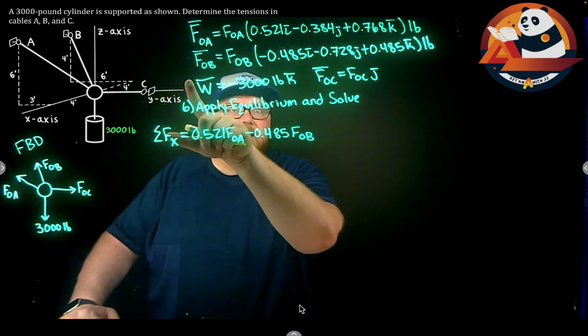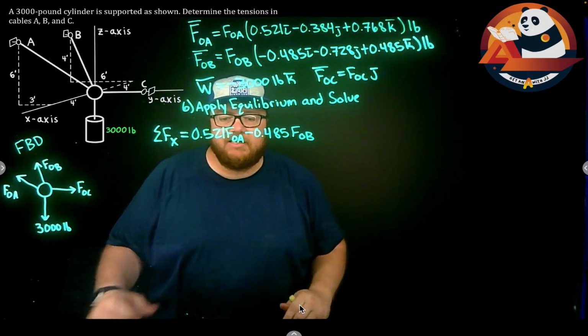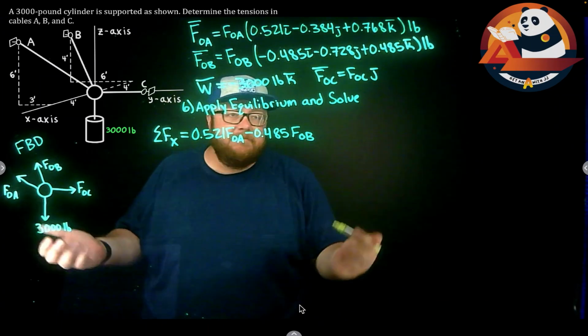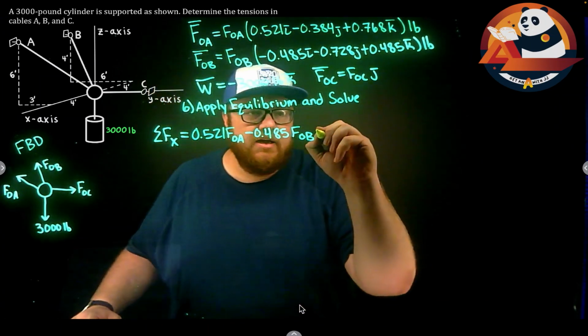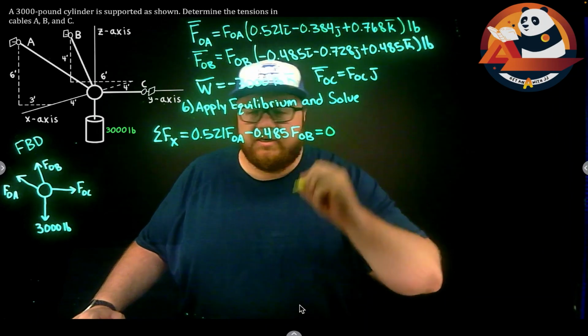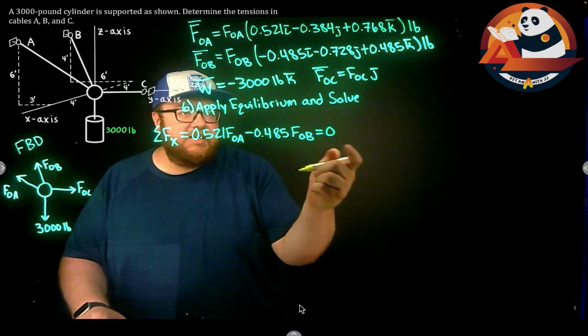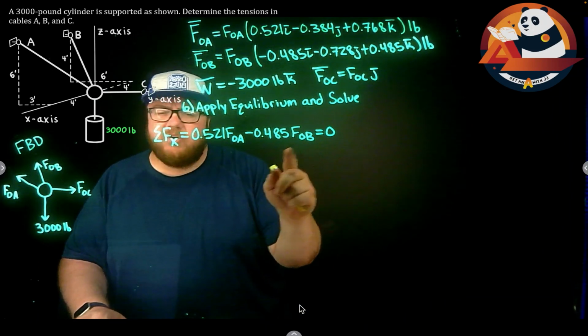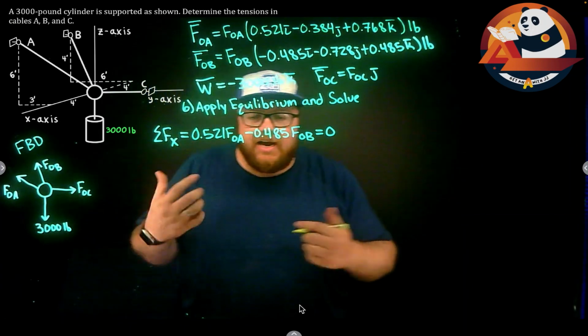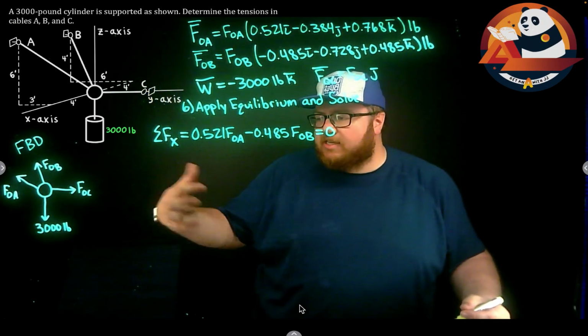The weight only has a K component. FOC only has a J component. There's no more X components in here, no more I terms in here. So I can set this equal to 0. As soon as I do that, I can now start rearranging this. I have 2 unknowns in here, 1 equation. I can't solve this out, but let's try to simplify it down.